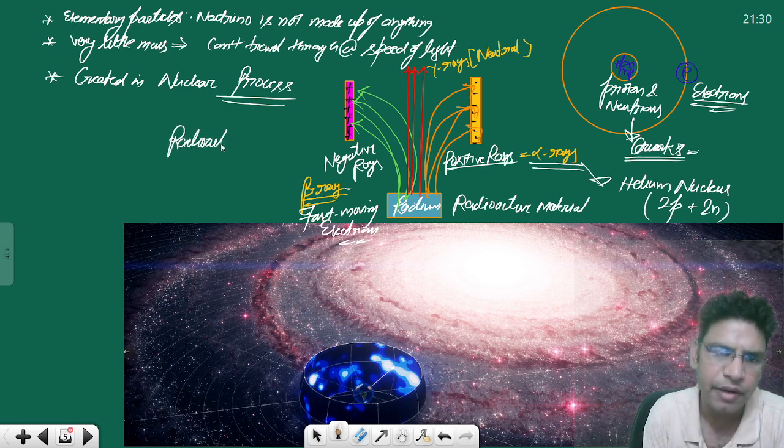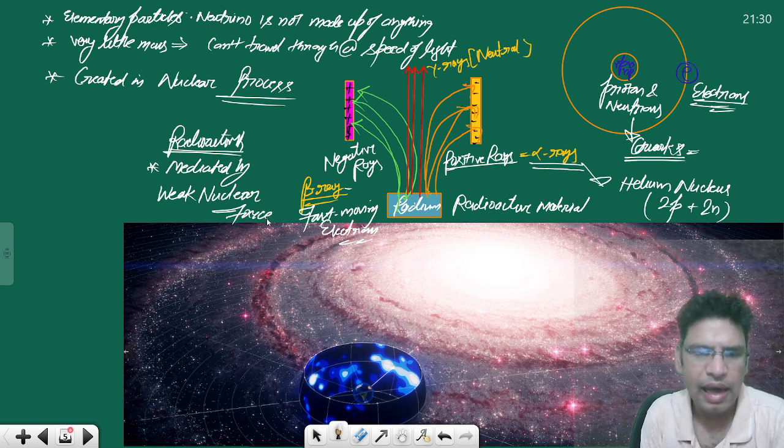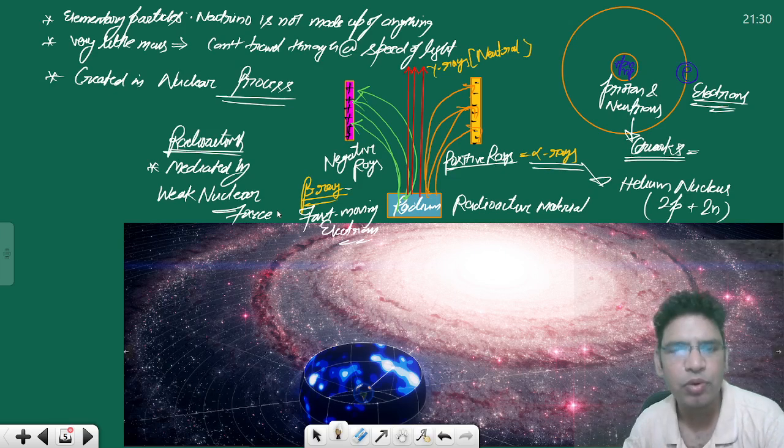This radioactivity is mediated by weak force, mediated by W bosons, but we are not getting into that much particle physics. Simply, we say weak interaction or weak nuclear force, right? And a byproduct of beta decay, we have neutrinos.